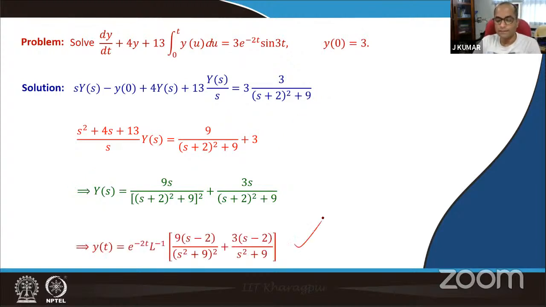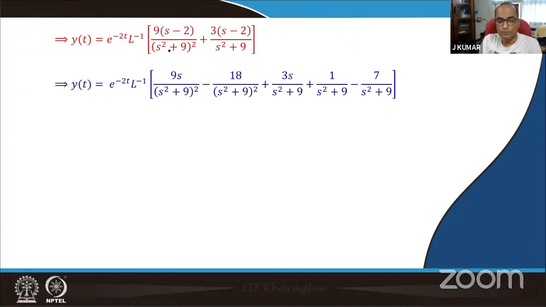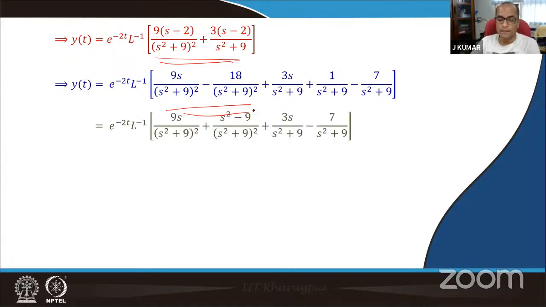And finally, we take the inverse Laplace transform to get the solution. To get the inverse Laplace transform here, we need to use some tricks so that we know the function whose Laplace transform is this. The idea is that we rewrite this in this form.